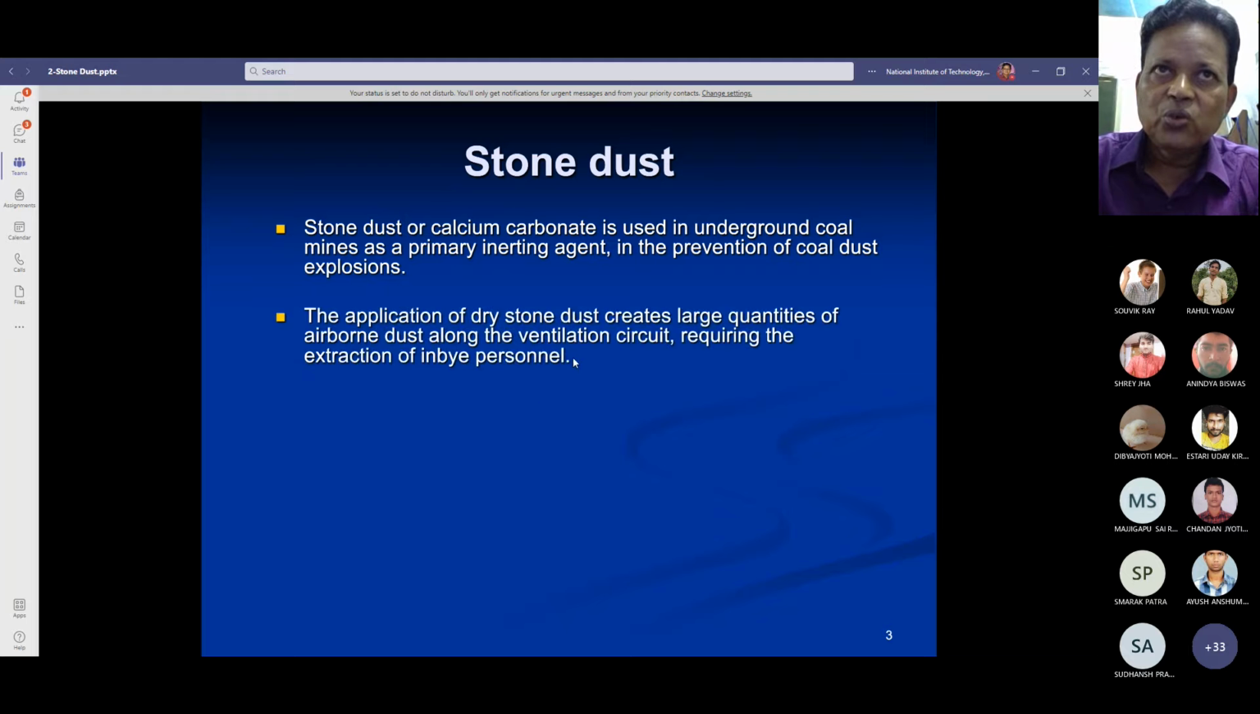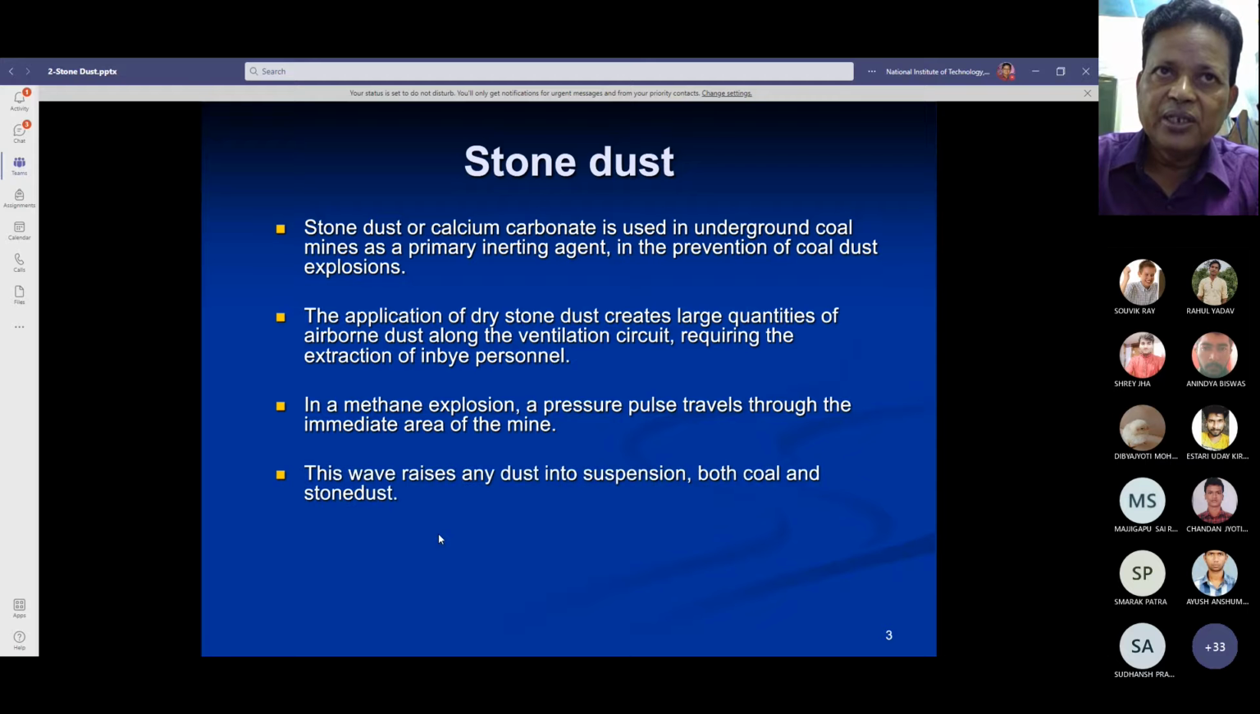So the application of dry stone dust creates large quantities of airborne dust along the ventilation circuit, requiring the extraction of dust by personnel. In a methane explosion, a pressure pulse travels through the immediate area of the mine. This wave raises any dust into suspension, both coal and stone dust.